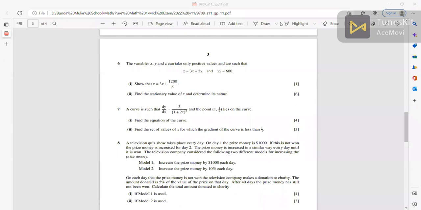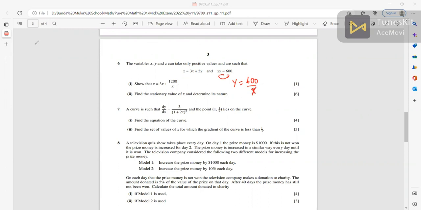For number 6, the variables x, y, z can take only positive values such that z equals that. So we have to eliminate the y. I start from the right one. I move the x to the right, so I get y equals 600 over x.